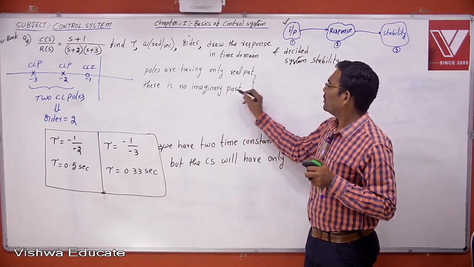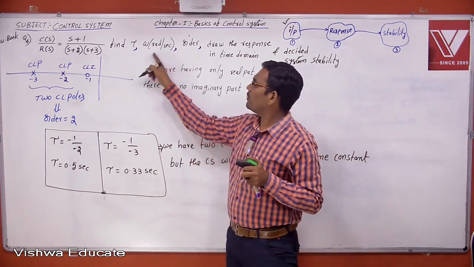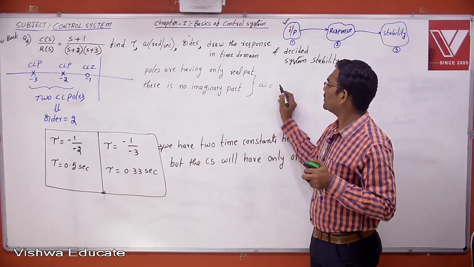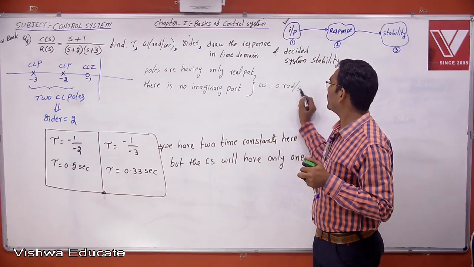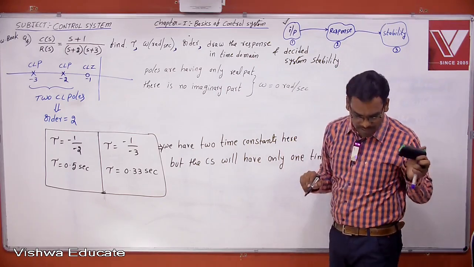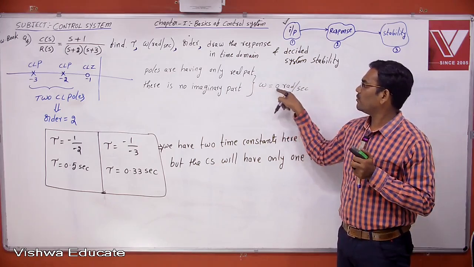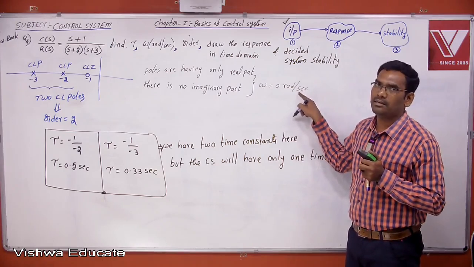Therefore, if the imaginary part is 0, tell me what is the frequency of oscillation present? There is no imaginary part, therefore the frequency of oscillation present is 0 radians per second. The imaginary part is 0, therefore omega equals 0. Frequency of oscillation is 0 radians per second.